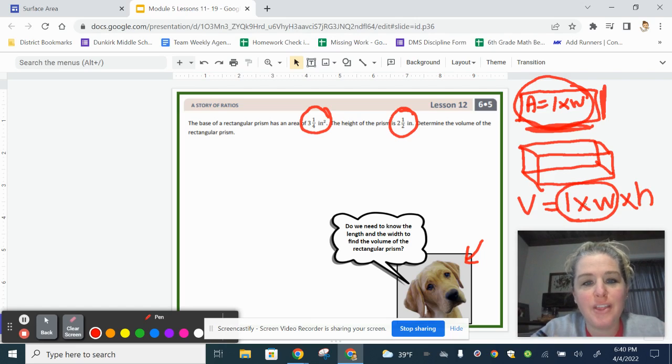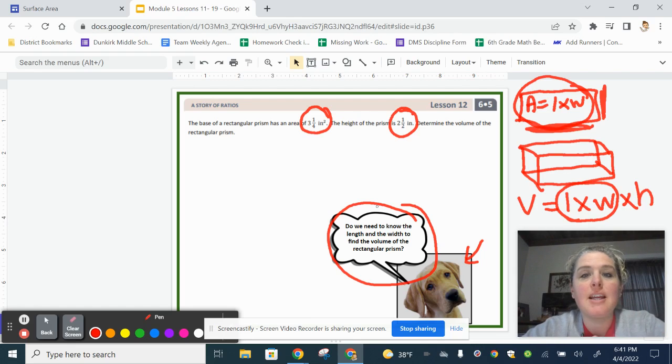That is what we call the area of the base. It's the same thing as the length times the width part of the volume formula. But instead of multiplying length times width times height, the length and the width have already been multiplied for you. Yay, that's one less step we have to do. So, to answer this question, do we need to know the length and the width to find the volume? We do, but it can already be multiplied together for you.